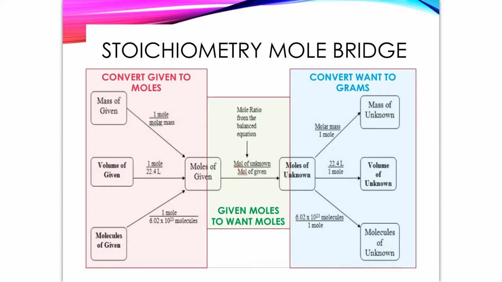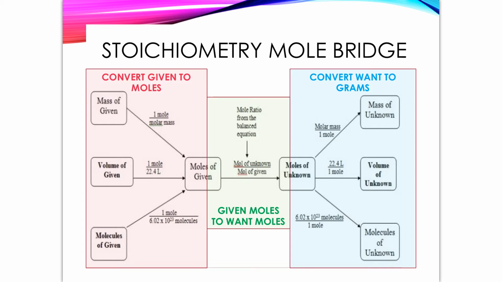You could also start with molecules of given, convert that to moles, right? You already know how to do that. Something you haven't had to do yet is with the ideal gas, which is a new conversion factor. So we're not going to worry about that today. So don't worry about this or this, but this is what we're going to be focusing on today, this pathway. But you could take one of these other pathways too to get there, right?